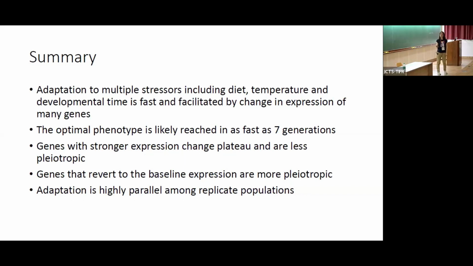So in this part, I showed that adaptation to a selection regime that has multiple selection factors, including a new diet, adaptation to temperature, or early fecundity, could be fast and facilitated by changes in expression of many genes. We see that the optimal phenotype could be reached as early as 7 generations. We see genes with strong change in their expression later plateau, and these are less pleiotropic ones. The more pleiotropic ones, after an initial change, revert to the baseline. And adaptation is highly parallel.